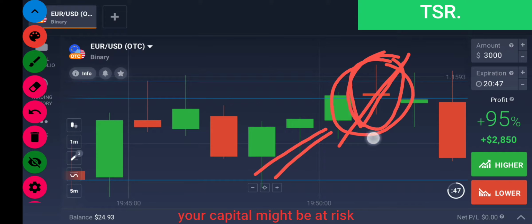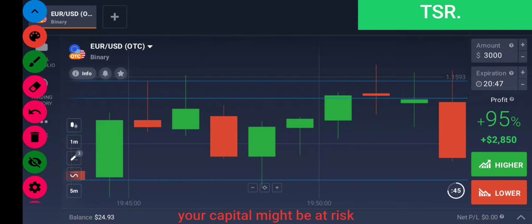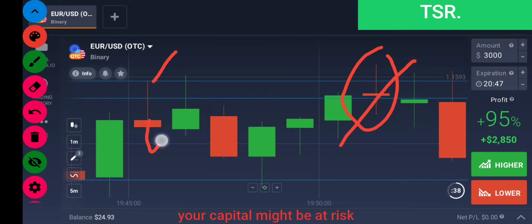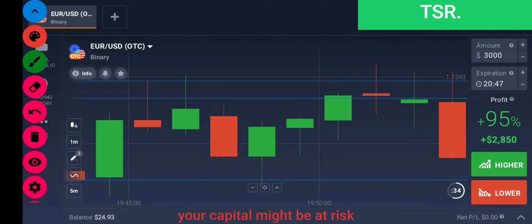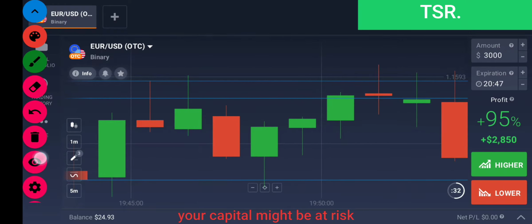Because sellers are very weak, buyers may take this opportunity to break that level, because previously we were seeing a huge rejection and strong sellers here, but here we are seeing very weak sellers compared to previous, so buyers may take this opportunity to break that level, right?